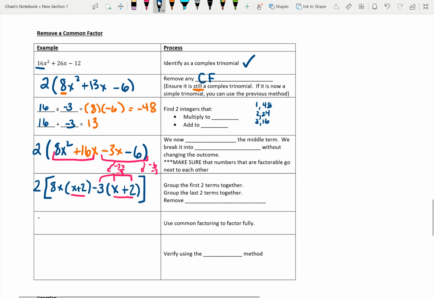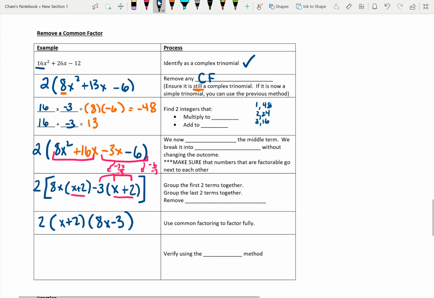All right, so then I have my 2 on the outside and my x plus 2, which was common factored out, and then my 8x minus 3. So that is fully factored. So I can FOIL to make sure that I get back to the original.